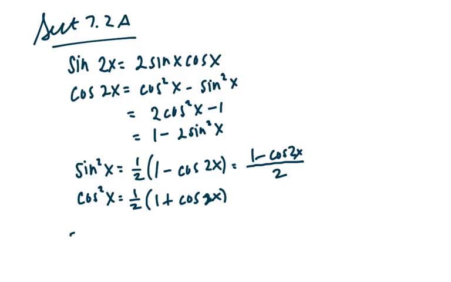You should also know that sine squared x plus cosine squared x equals 1, and manipulations of that. What I mean is sine squared x equals 1 minus cosine squared x, and cosine squared x is 1 minus sine squared x. So these are your most common.